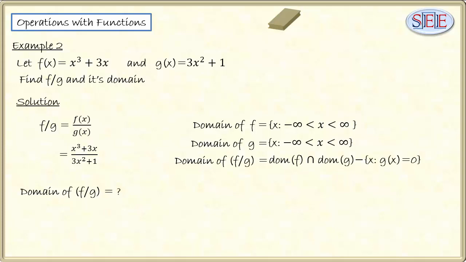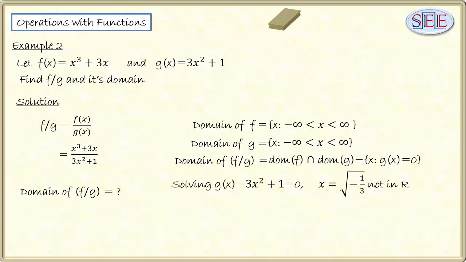The domain of the quotient of the two functions, from the definition, is the domain of f intersect domain of g. Then we have to subtract some elements, meaning we subtract the set containing x such that g of x equals 0. So we have to subtract from this intersection those elements that, when substituted in the formula g of x, give the answer 0. To get those values of x that make g of x equal to 0, I have to solve the equation g of x equals 0.